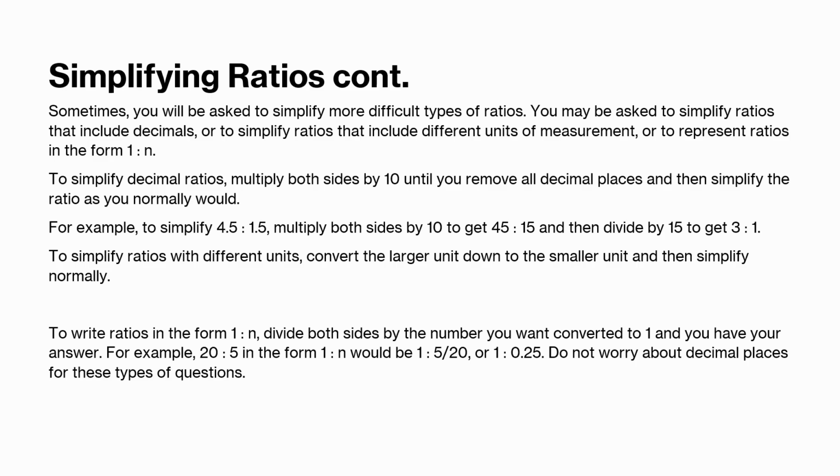To write ratios in the form 1 of something to n of another, divide both sides by the number you want converted to 1, and then you will have your answer. For example, for 20 of something to 5 of another, we divide the 20 by 20 and then the 5 by 20, which would give us 1 to 1 quarter or 0.25. Don't worry about decimal places for this type of simplification because it is expected.